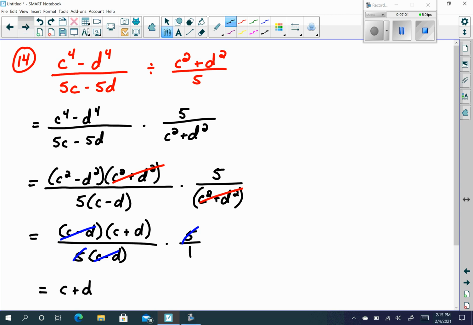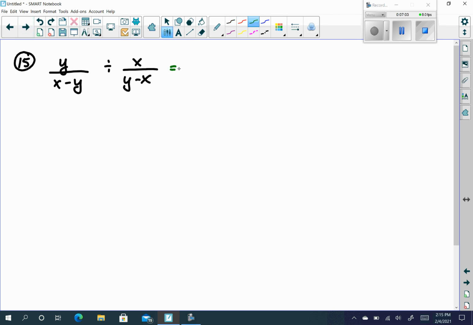All right, and then our last example, again we're dividing, so I just want to rewrite this as multiplication. We're not flipping that one yet. So we have y over x minus y times y minus x over x. So my binomials, just to make them look together, I'm going to keep them in parentheses.